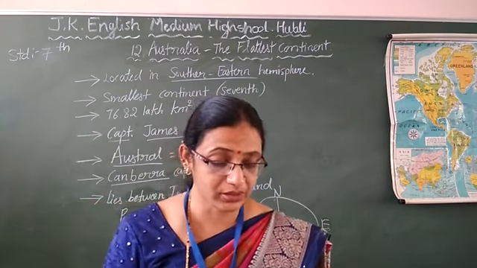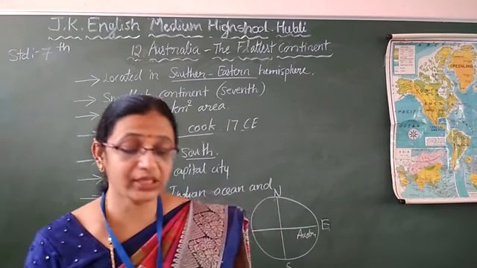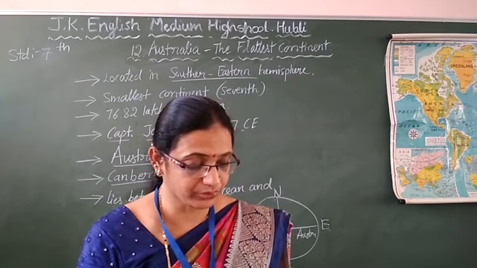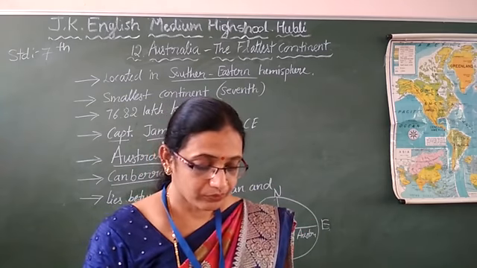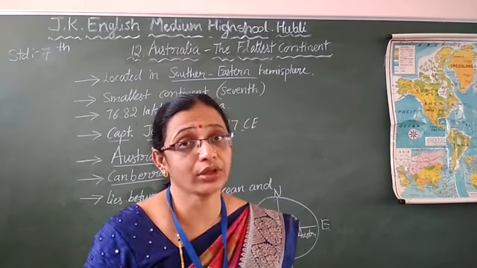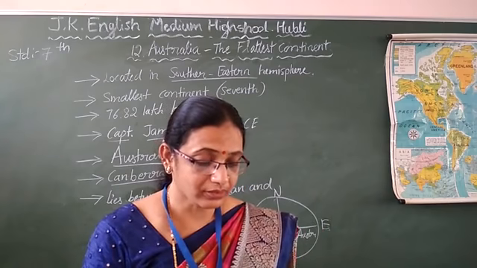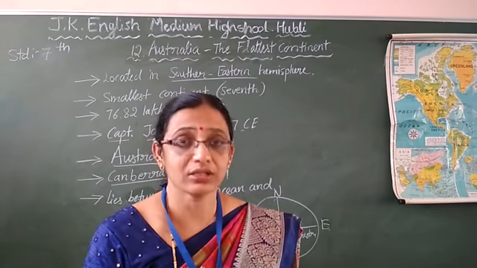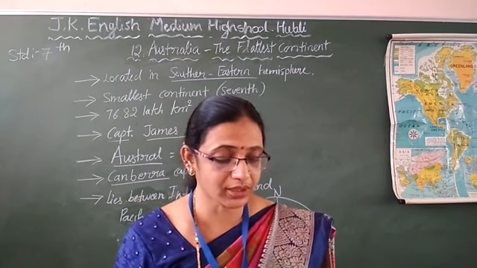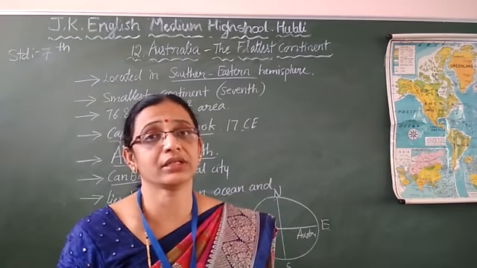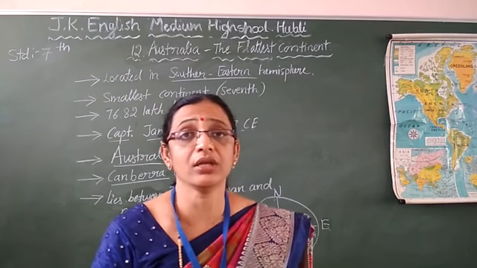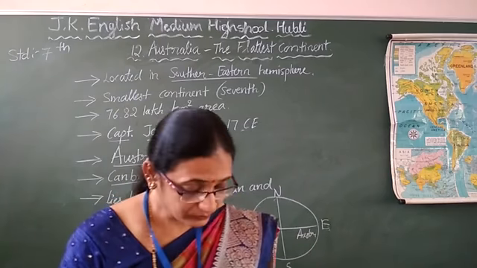I will read that out, children. See, the Timor Sea is there in the north. In the north part it has the Timor Sea. Then northwest. Then the Coral Sea it has in the northeast. Then the Tasman Sea it has in the southeast. Then the Great Australian Bight is there, that is in the south. Like this, in all four directions it has water bodies.